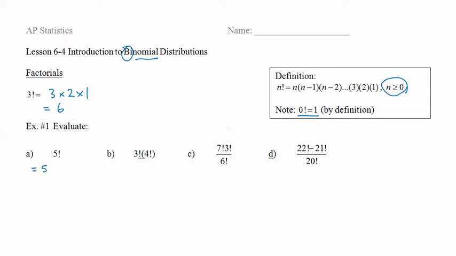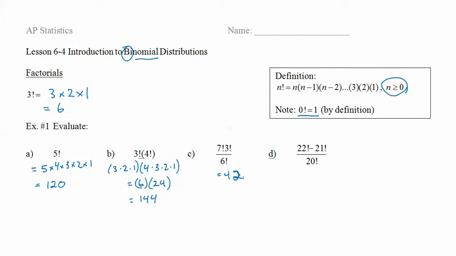5 factorial would be 5 times 4 times 3 times 2 times 1, and the answer is 120. 3 factorial times 4 factorial, so 3 times 2 times 1 times 4 times 3 times 2 times 1 equals 6 times 24, or 144. 7 factorial times 3 factorial divided by 6 factorial. You could do this on your calculator and you would get 42. Oh, that's right, 42.